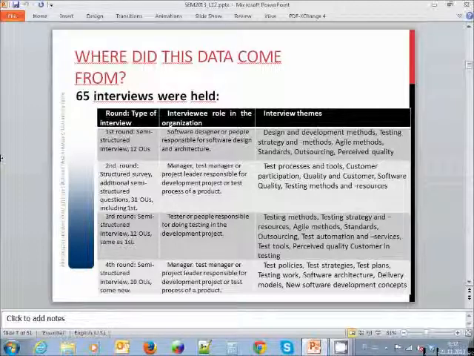So what were our themes? Design, development, testing, agile methods, standards, outsourcing, quality, test process, testing tools, customer participation, these sorts of things. Overall, most of the things we have been talking about, software architecture, for example, on the 4th round, most of the things we have been talking about in this course.